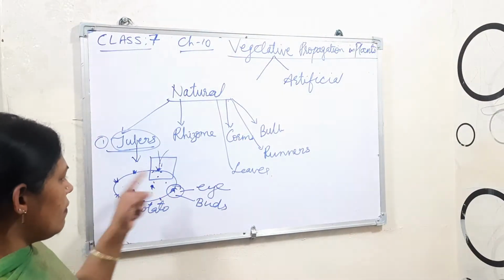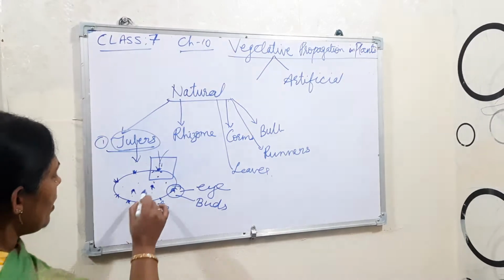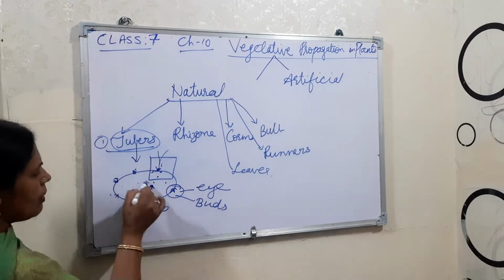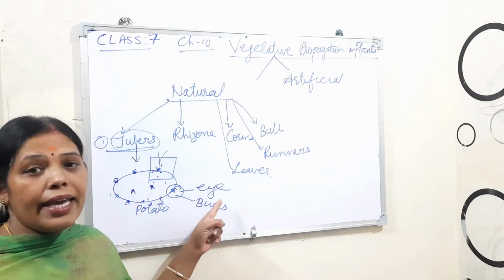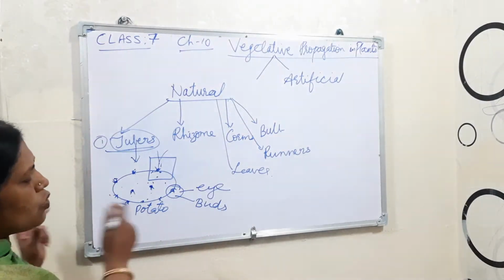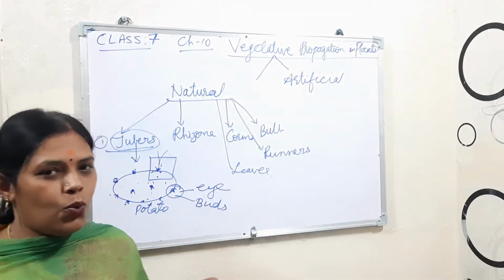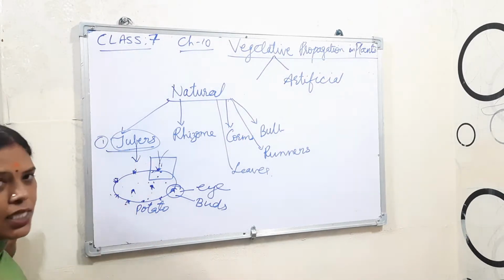So in one potato, you can see so many eyes. So many buds are there. These are all called the eyes of the potato. From this, so many potato plants can grow. Understood this one, tubers?